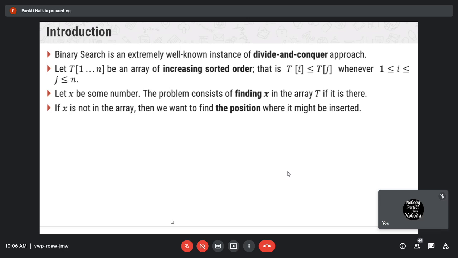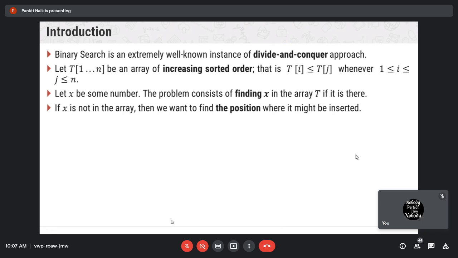So take array T, which is a sorted array. Then find the value of key X from that array. Now if that key is present, it will return the position of that key value. And if the key X is not present in the array, then we want to find the position at which we can insert that element.